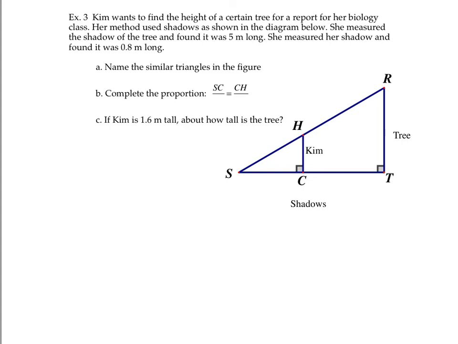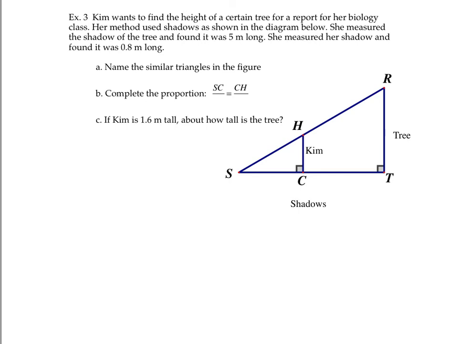One of the most common practical applications of similar triangles is to find the height of an object that otherwise would be really hard to measure. It's called indirect height. So in this example, Kim wants to find the height of a certain tree for a report for her biology class. Her method used shadows as shown in the diagram below. She measured the shadow of a tree and found it was 5 meters long. She measured her shadow and found it was 0.8 meters long.